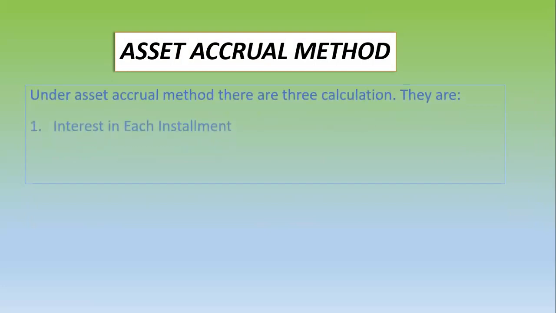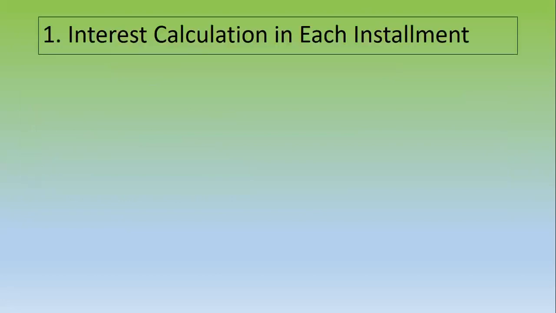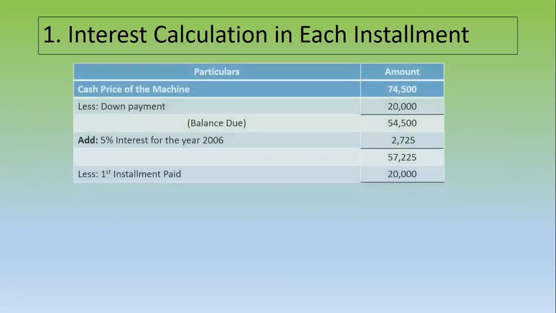So whenever we are going to solve a problem in asset accrual method, before going for the journal entry or ledger, first we need to create three mandatory stages. Right? One is interest in each installment, second we need to calculate the depreciation value, and third, cash price of each installment. Now we'll discuss one by one. First, interest calculation in each installment.